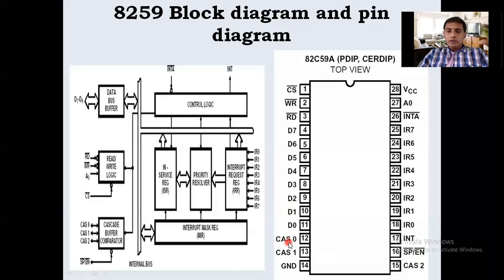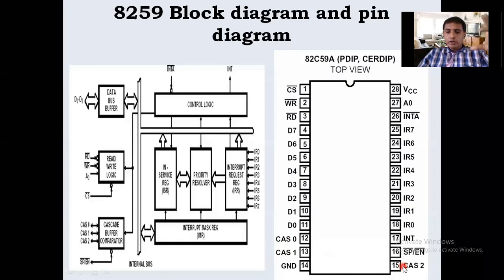Whenever the processor gives an interrupt acknowledgement signal to the master, at that time the master again sends the corresponding 3-bit code to the slave which is currently being processed by the 8086. In that case, CAS0, CAS1 and CAS2 are essential. With the help of these 3 bits, the master gives a 3-bit initialization code to each slave.